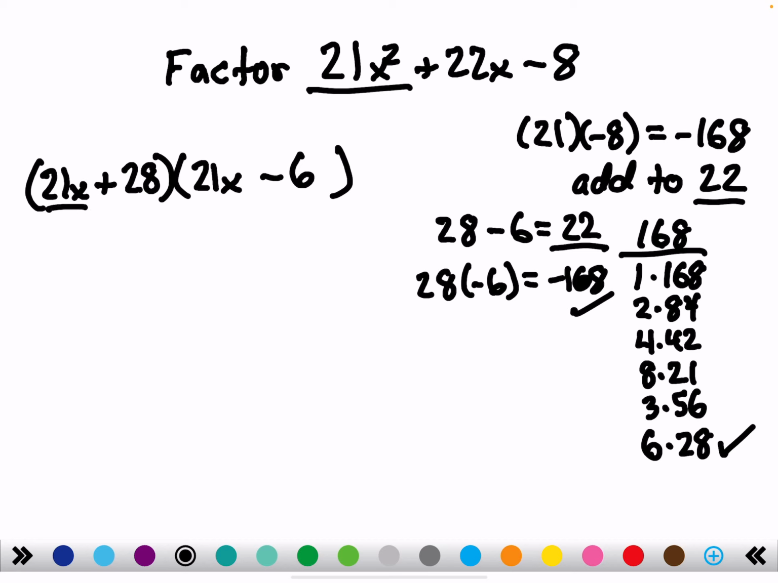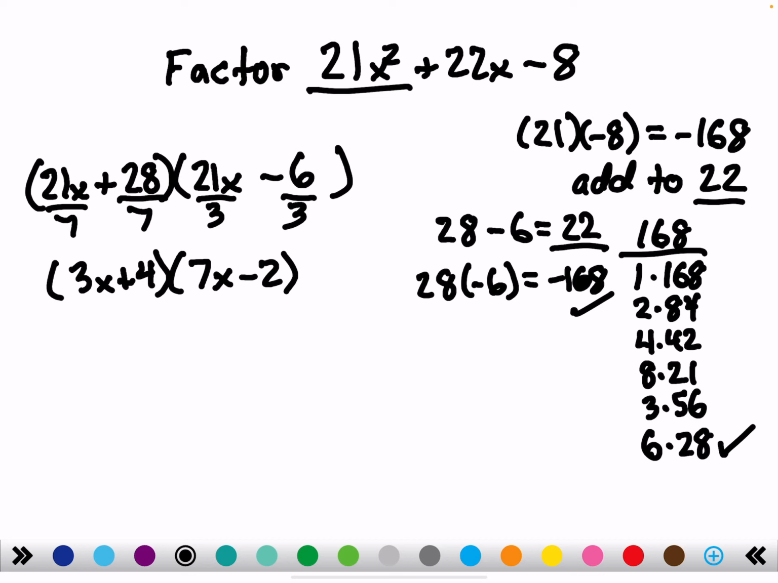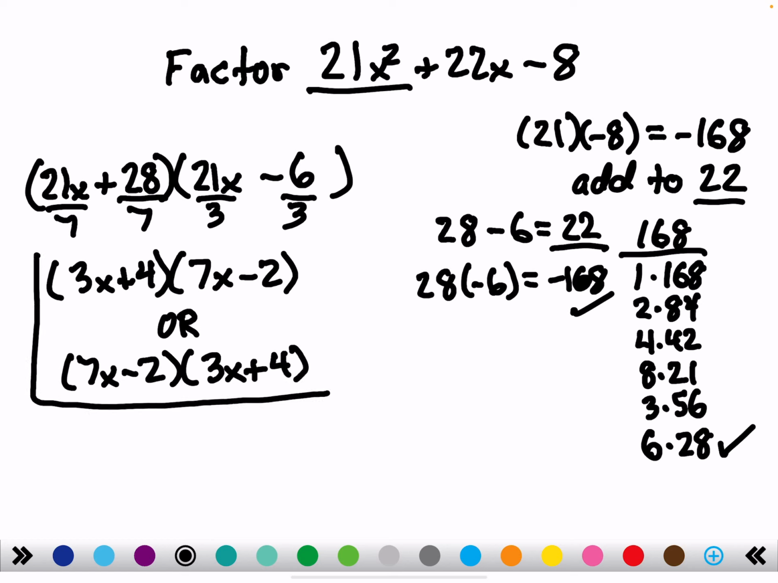So 21 and 28, there's a common factor of 7. So that would be 3x plus 4. 21 and 6, common factor of 3. So that is 7x minus 2. So that's 3x plus 4 times 7x minus 2. One way to represent the correct answer, or 7x minus 2 times the quantity 3x plus 4.